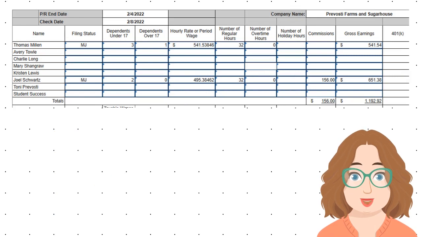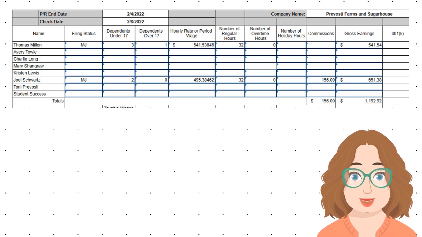Next, we'll continue with Joel Schwartz. Joel works in sales and receives commissions. Joel is married, so we have to enter MJ for married filing jointly into the filing status. We'll then enter 2 into the column dependents under 17 and 0 into the column dependents over 17.